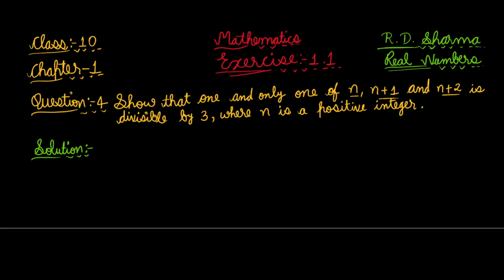So the question is to show that one and only one of n, n+1 and n+2 is divisible by 3, where n is a positive integer. So only one of n, n+1 or n+2 is divisible by 3. We will take n of the form 3q, or 3q plus 1, or 3q plus 2, since the remainder will be less than 3.